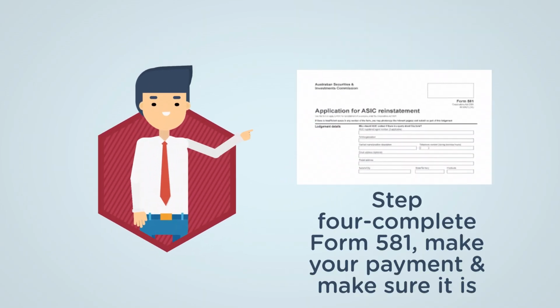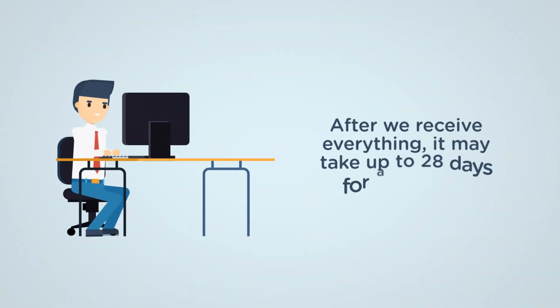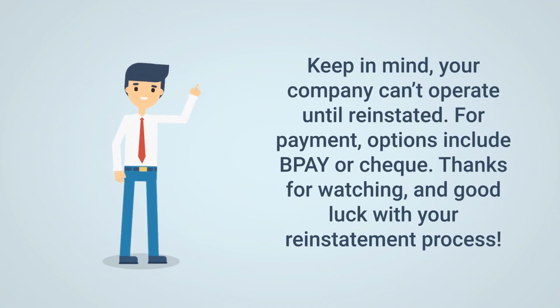Make your payment and make sure it is signed by the relevant office holder. After we receive everything, it may take up to 28 days for a decision. Keep in mind your company can't operate until reinstated. For payment, options include BPay or check.